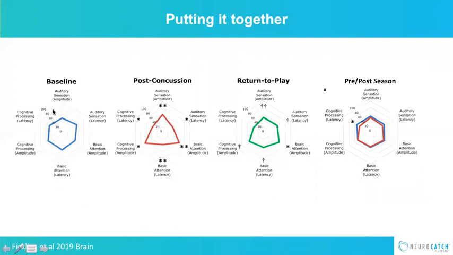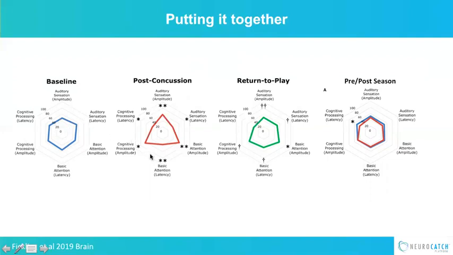So we have three responses, right? The auditory sensation, both its amplitude and its latency, basic attention, both its amplitude and its latency, and cognitive processing, its amplitude and latency. So 6 total. And when we look at these athletes at their baseline, we get a hexagon that's quite symmetric. This radar plot is scaled in percentiles. So it's sitting around the 50th percentile and showing you a healthy group of athletes prior to a season.